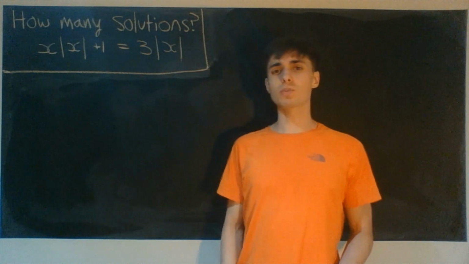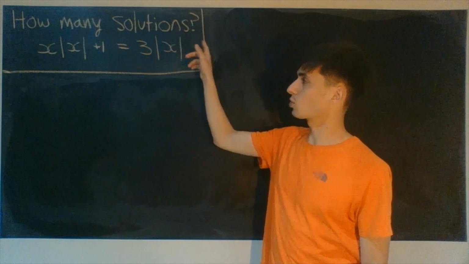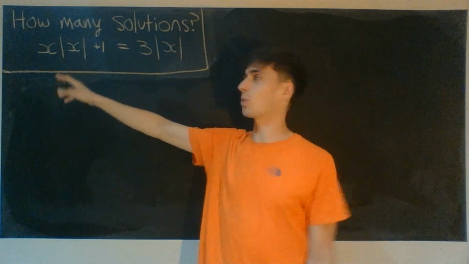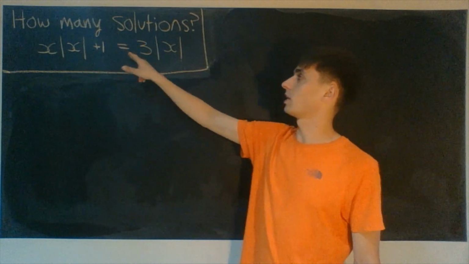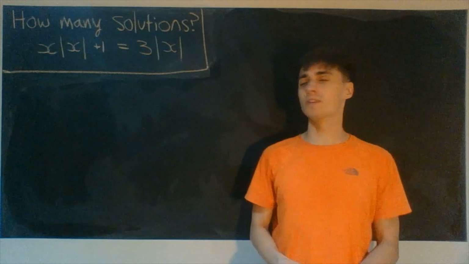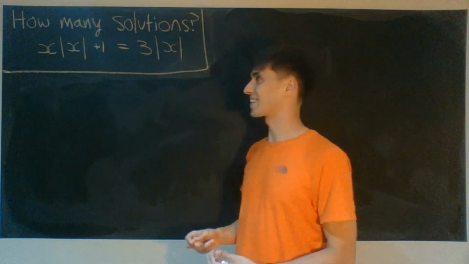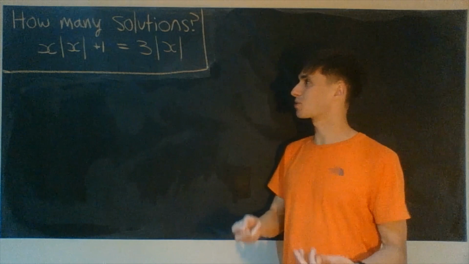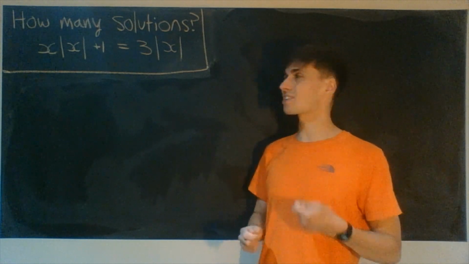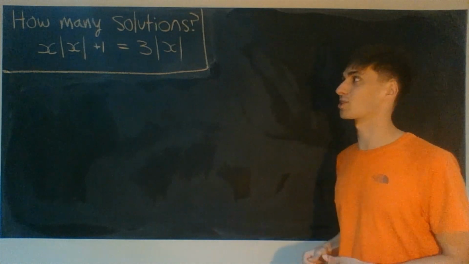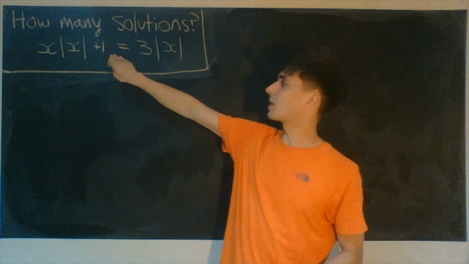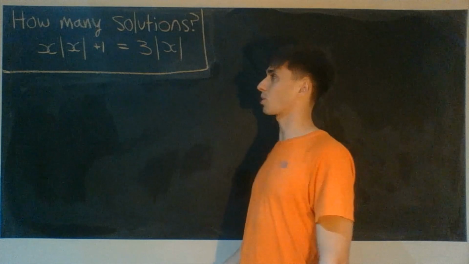In this question, we're considering how many solutions this modulus equation has. It's x modulus x plus 1 equals 3 modulus x. What I like about this question is there's nothing crazy, nothing too weird going on. It just wants us to think deeply about one trick that often comes up with modulus questions. So let's think first of all, how do we usually approach these?